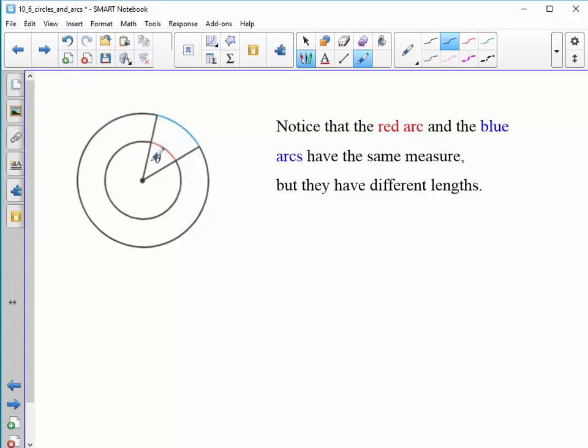I wanted to point out again from the beginning of the lesson, measures of arcs is in degrees. So the measure of this blue arc is the same as the measure of this red arc, which is the same as the measure of the blue one. But clearly the blue arc is longer, so arc length is different than measuring the arcs.